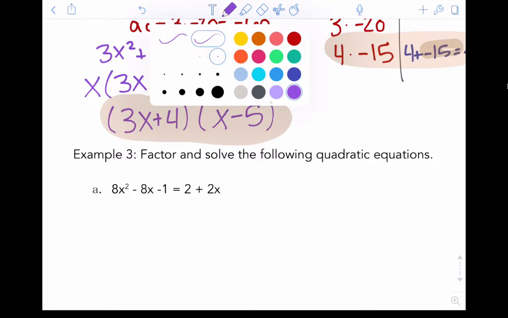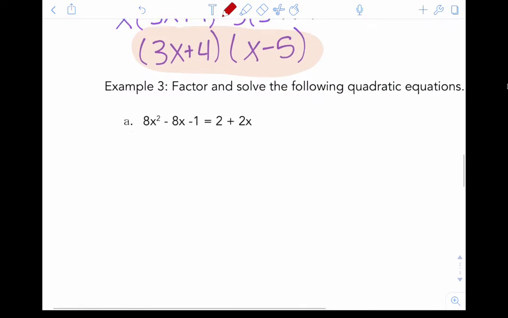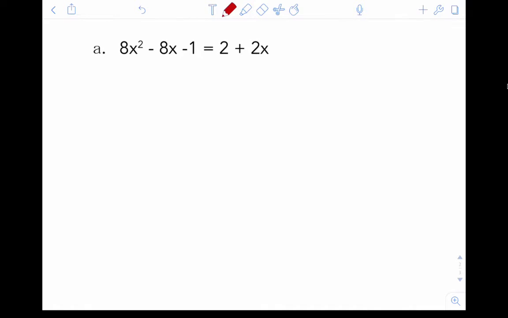So on this next problem, we have some numbers on both sides of the equal sign. So we need to get those both over on one side of the equal sign before we can do anything more. So I have 8x squared minus 8x, but then I need to subtract that 2x minus 1, and then I need to subtract the 2.